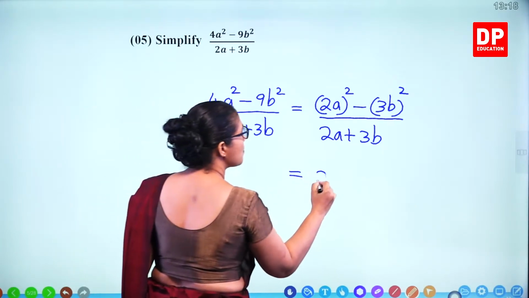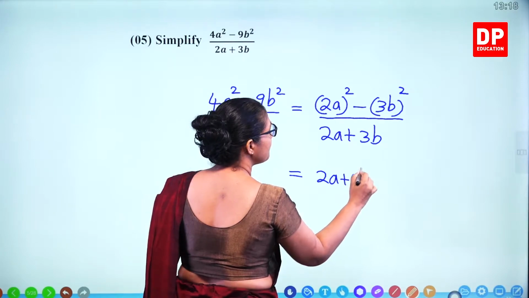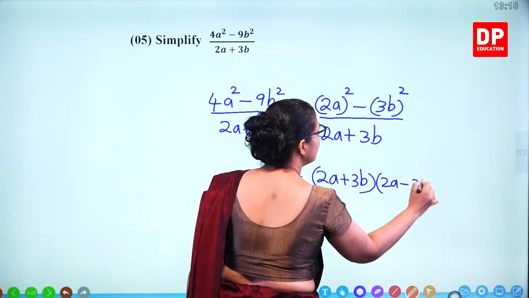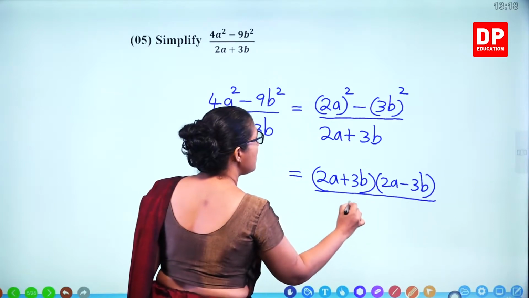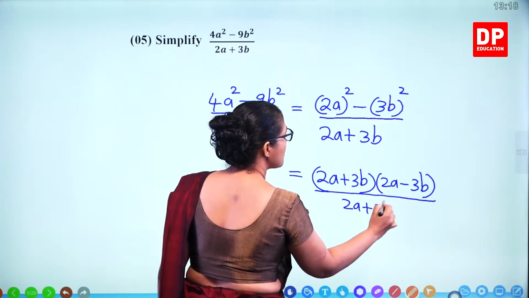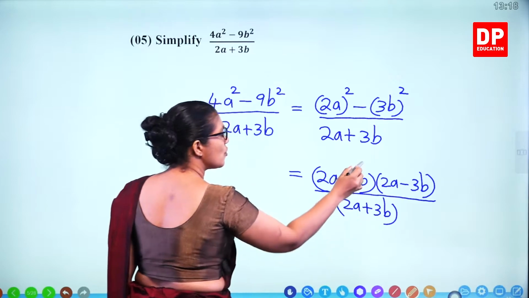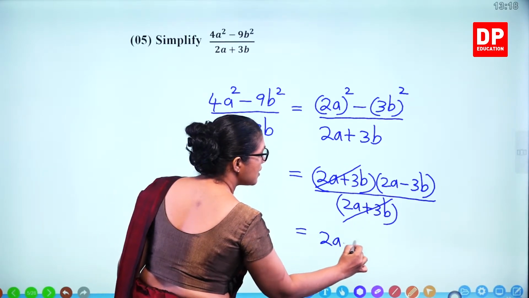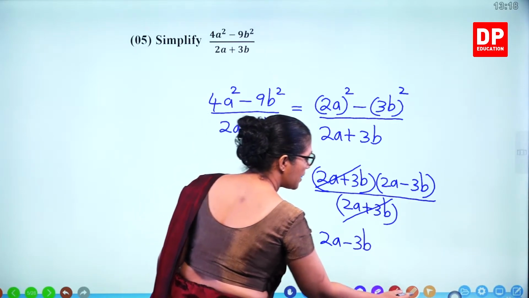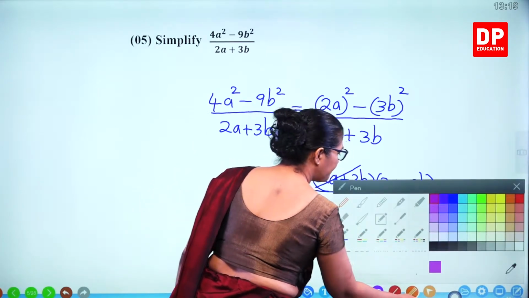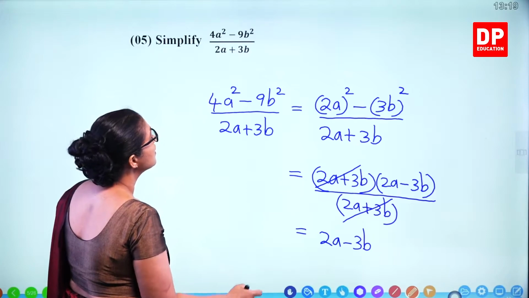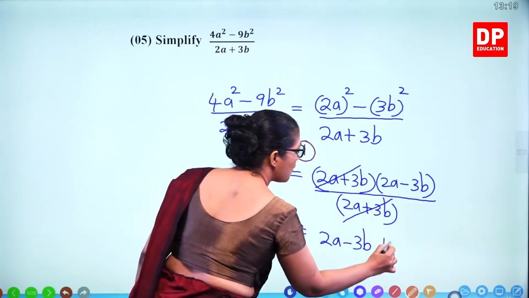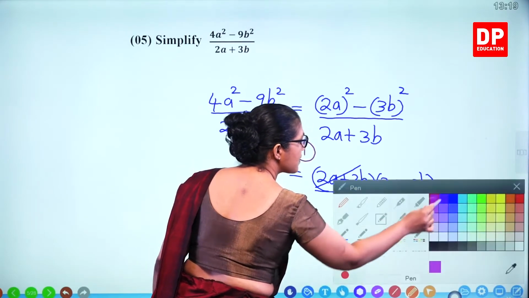Now apply the difference between two square terms. One factor is positive and the other factor is negative. So you get the same positive one in the denominator, so it gets cancelled out. So what's the final answer? 2a minus 3b. So you get 2 marks for that: 1 mark for the method and 1 mark for the answer.